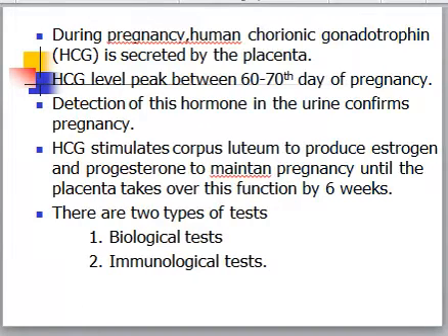Followed by that, there is the pregnancy test. During pregnancy, human chorionic gonadotropin is secreted by the placenta. The pregnancy test is used to detect or confirm pregnancy. The basis of the pregnancy test is to determine the presence of human chorionic gonadotropin in the urine of women suspected of being pregnant. Both biological as well as immunological tests are available to determine the presence of HCG in the urine of the pregnant woman.